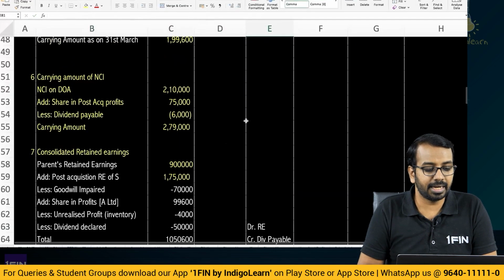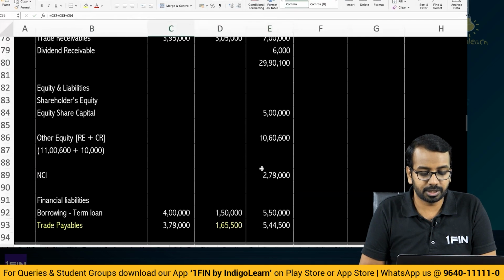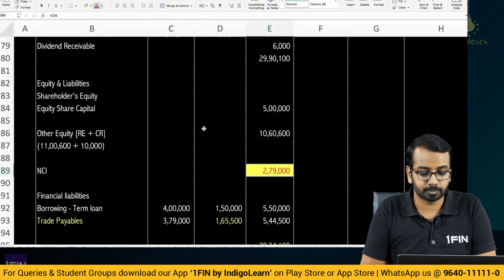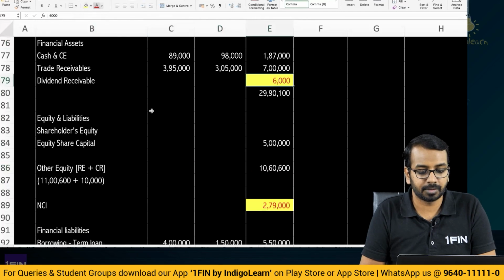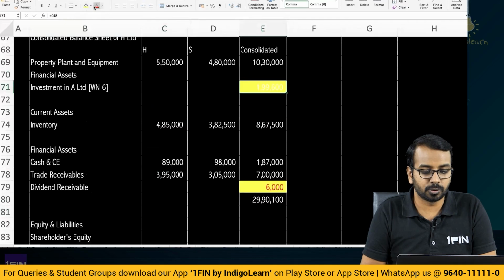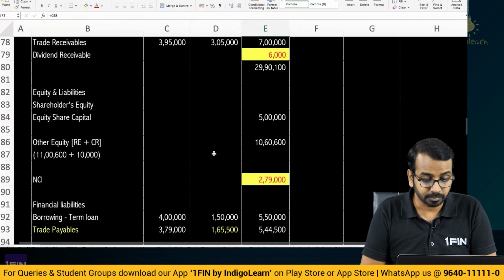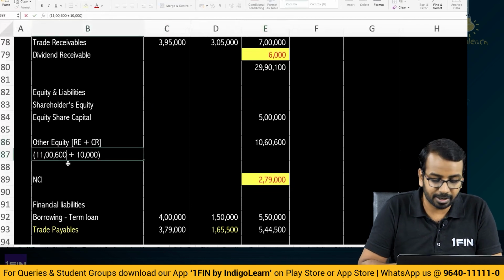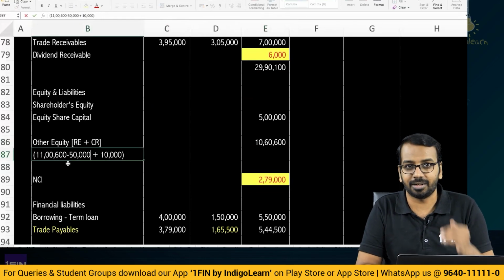Then NCI number also we have changed to 2,79,000. So NCI number would be changed to 2,79,000. This is another thing which will change, right? This is one number which will come up here. Then investment in A Limited, this also undergoes a change because the investment number has changed. Then other equity will be 11,600,000 minus 50,000. Why minus 50,000? Dividend that we are declaring.